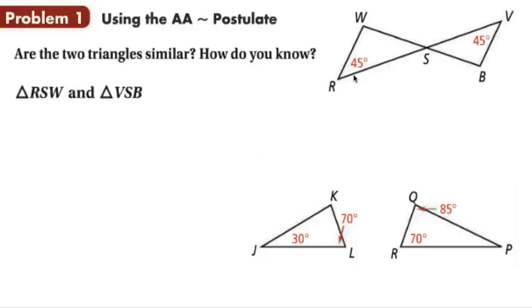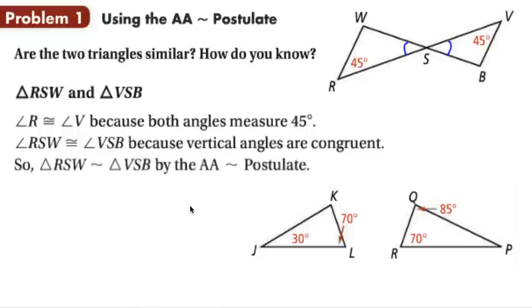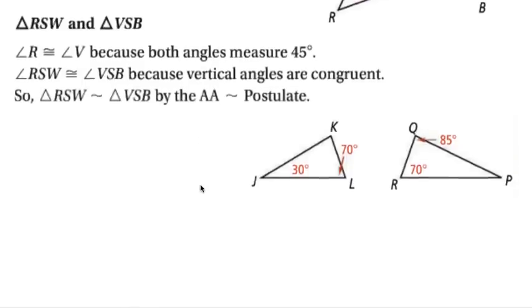Well, in triangle RSW, we have an angle that's 45, and in triangle VSB, we have an angle that's 45. So we already know one of those angles are congruent. So we only need one more set of angles to be congruent, and then they will be similar. And we actually have the vertical angles are always congruent. So we know this angle here would be congruent to this angle because those are vertical angles. So the two triangles are similar by the angle-angle similarity postulate.